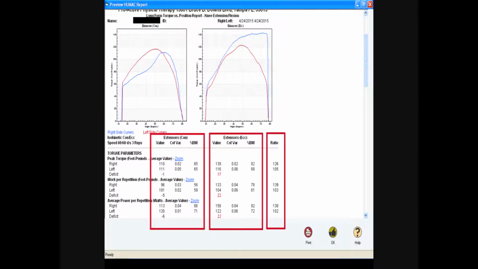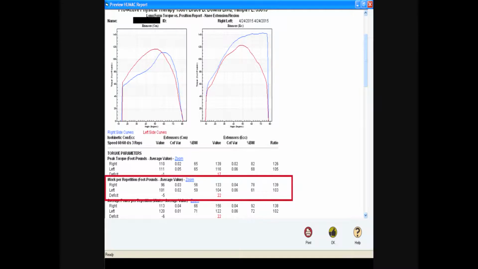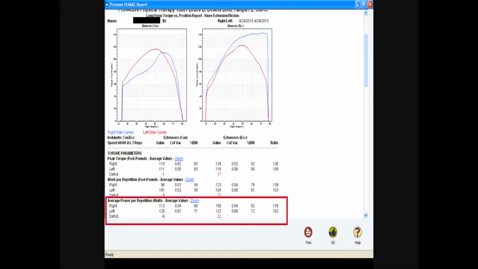I outlined 3 columns here. The left is the numeric data for the concentric side, the middle is the eccentric data, and the right side is the ratio of the two. The first row of data is for peak torque. The middle row is the work per rep, which is analogous to average torque for the entire range of motion, and the bottom row is the data for power.